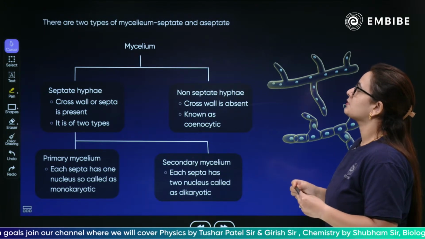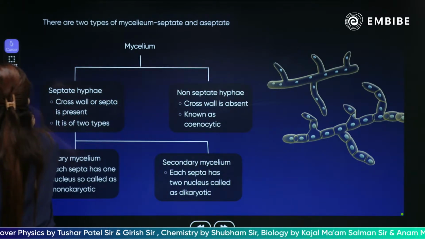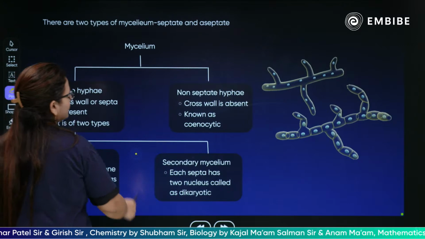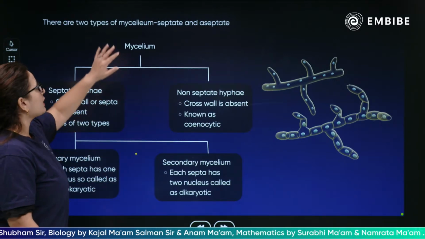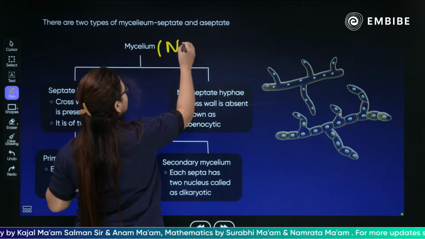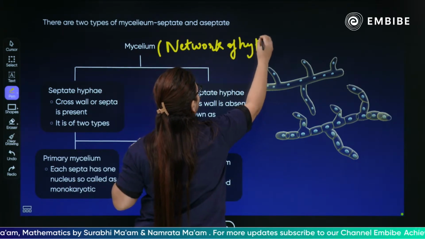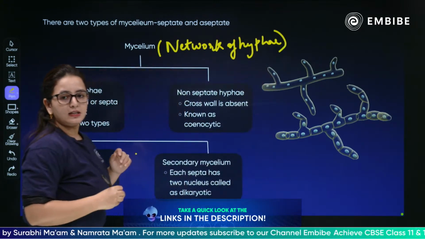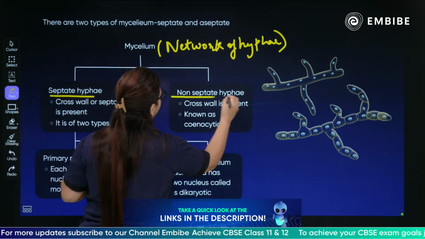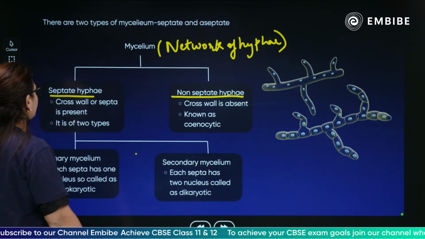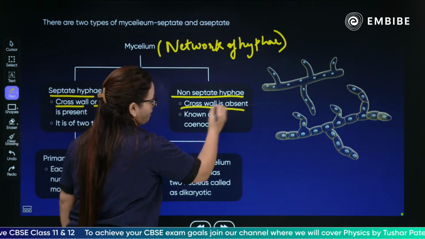So children, there are two types of mycelium, septate and aseptate. What is the difference between a septate and an aseptate mycelium? Listen very carefully. Can you see this? The two have a very big division. Talking about the mycelium, which is a network of hyphae, the hypha is a single filamentous structure. The typical mycelium is further divided into septate hyphae, which have separation, or non-septate hyphae. So the septate hyphae have cross walls or septa.